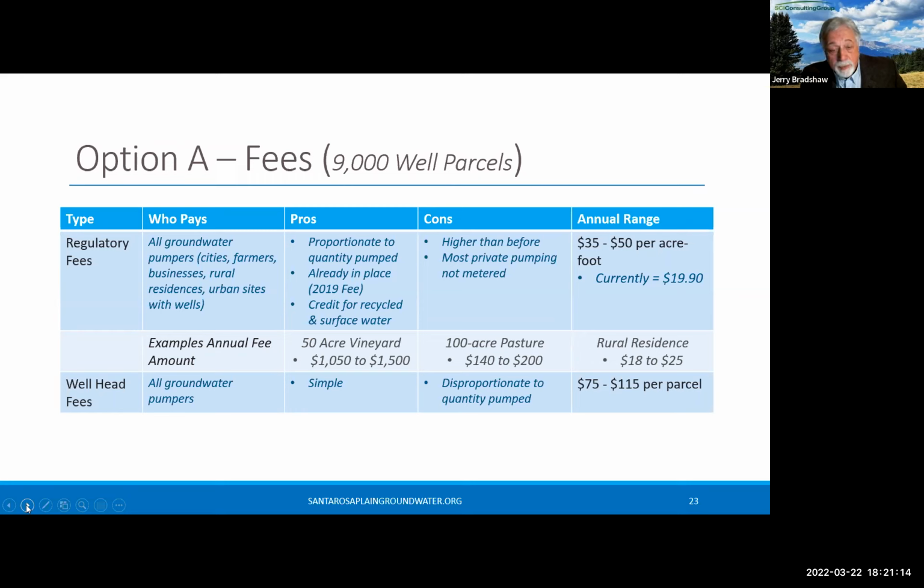It's not particularly fair because it's disproportionate to the quantity pumped. The 50-acre vineyard would pay as much as a rural residence under this scheme. So that is an option out there, but obviously it may not be attractive to most people.